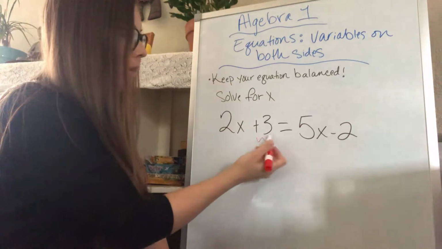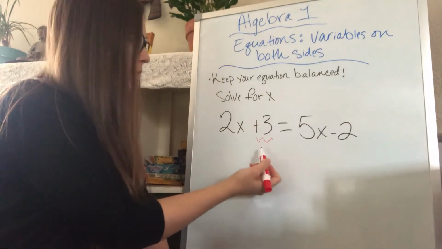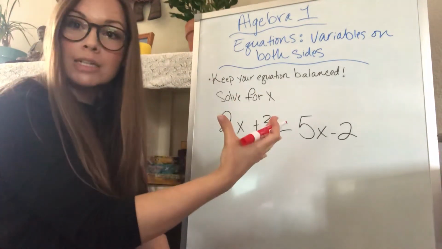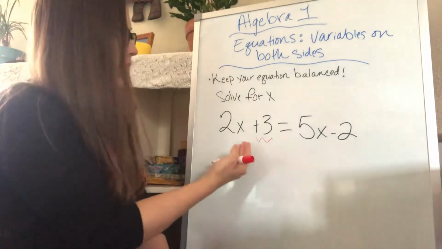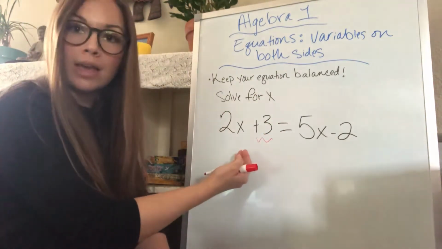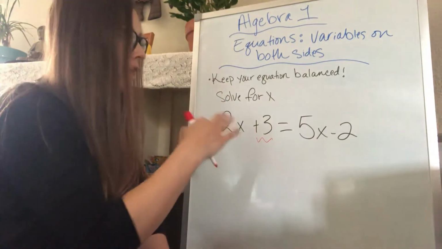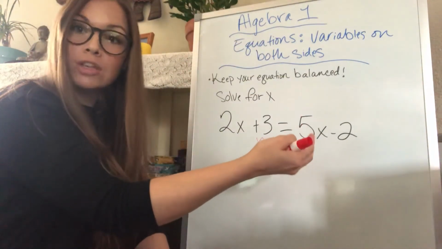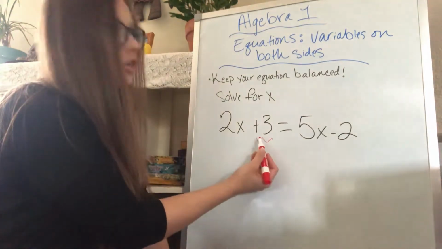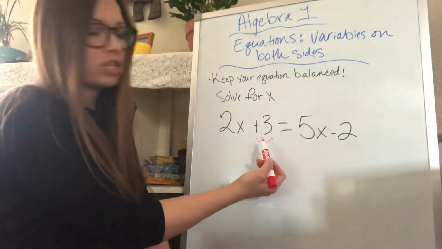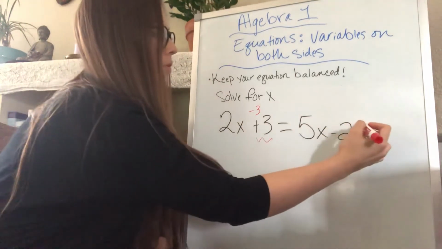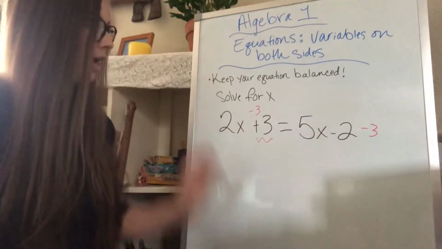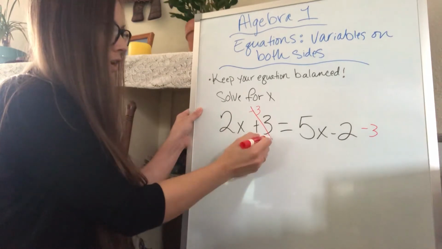So over here I have a positive 3. So remember that we're undoing what's being done to the x's in order to figure out what their value is. So right now, this 3 is being added to 2x. So to get it out of there and onto the other side, we do the inverse operation, right? So the inverse or opposite of addition is subtraction. So we're going to subtract 3 from both sides. Okay, so that cancels this out over here.